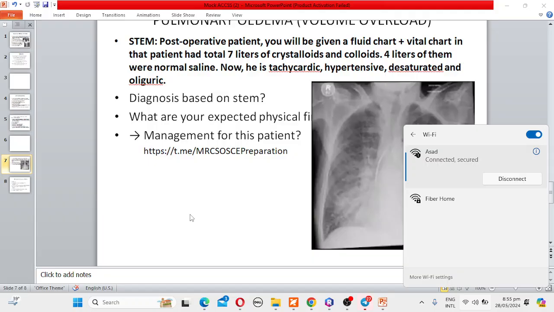0.5 ml per kg per hour. Okay, mention the range. Okay, 0.5 to 1 ml per kg per hour. Can you explain why this patient is oliguric?